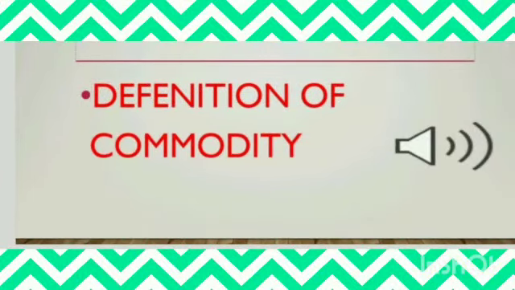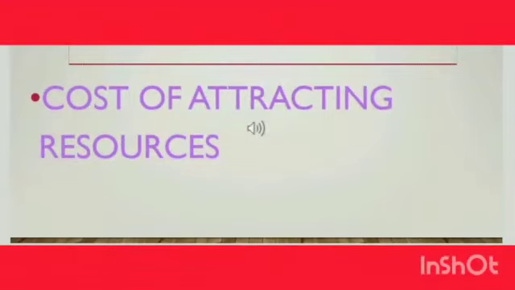As in the case of demand, elasticity of supply also depends upon the definition of the commodity. The more narrowly a commodity is defined, the greater its elasticity of supply. For example, it is easier for a tailor to transfer resources from producing red skirts to green skirts than from skirts to men's trousers. Another factor affecting the price elasticity of supply is the cost of attracting resources.